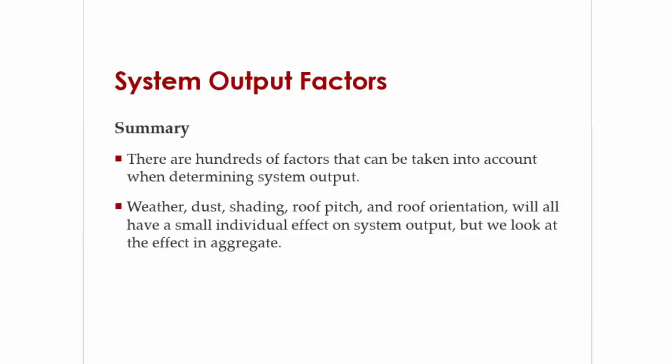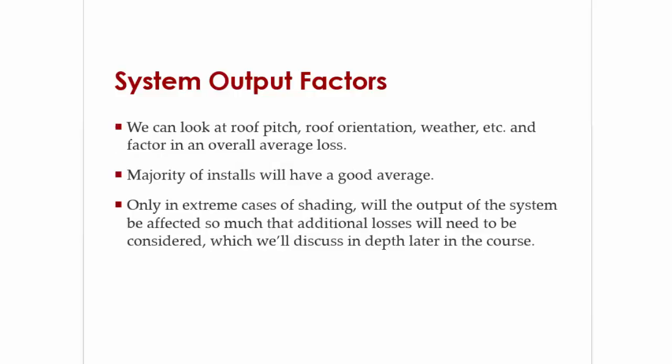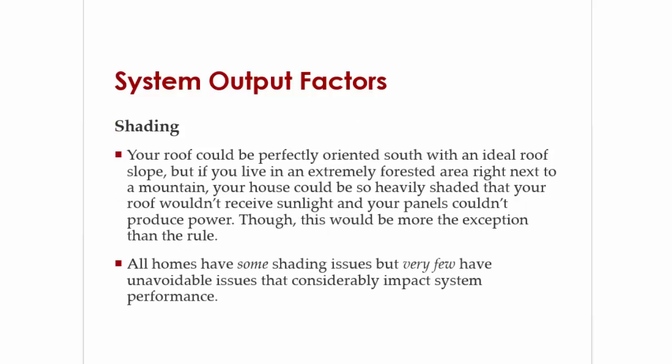The summary. There are hundreds of factors that can be taken into account when determining system output. Weather, dust, shading, roof pitch, and roof orientation will all have a small individual effect on the system, but we'll look at the effects in the aggregate. We can look at the roof's pitch, roof orientation, weather, and etc., and factor in an overall average loss. The majority of installs will have a good average. Only in extreme cases of shading will the output of the system be affected so much that additional losses will need to be considered, which we'll discuss in depth later in this course.